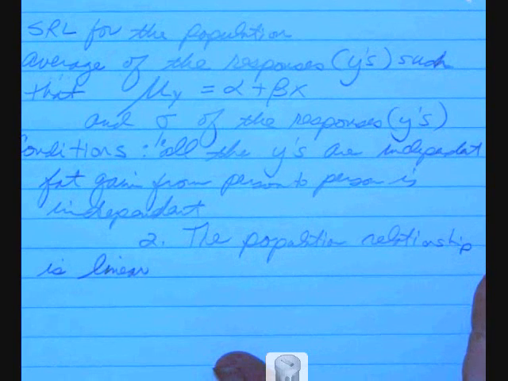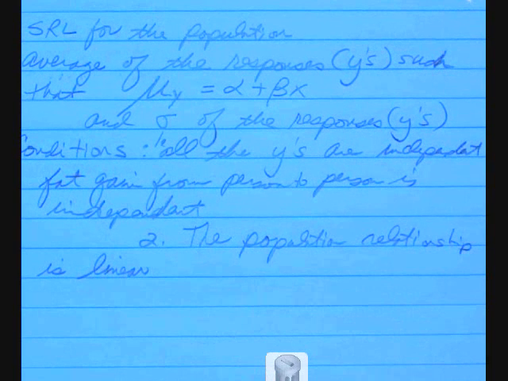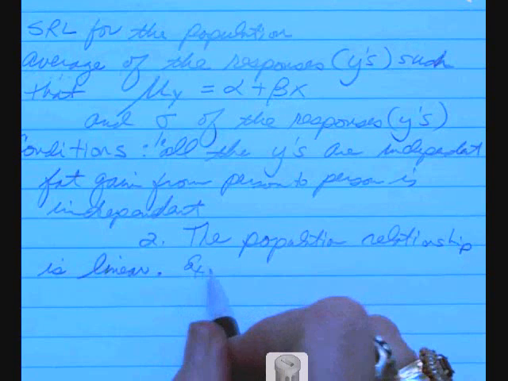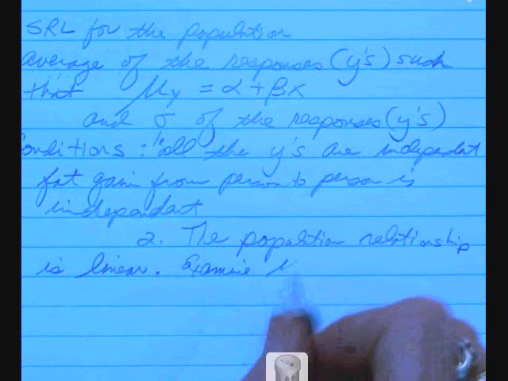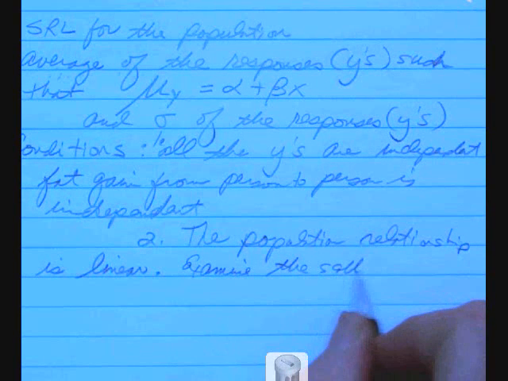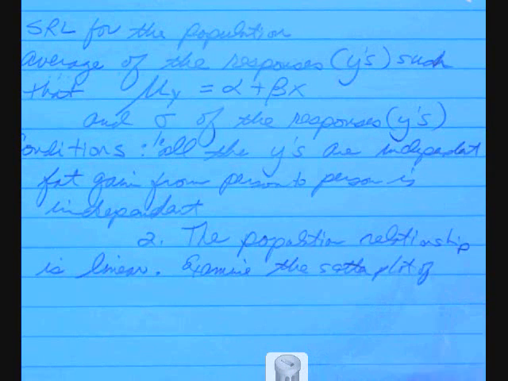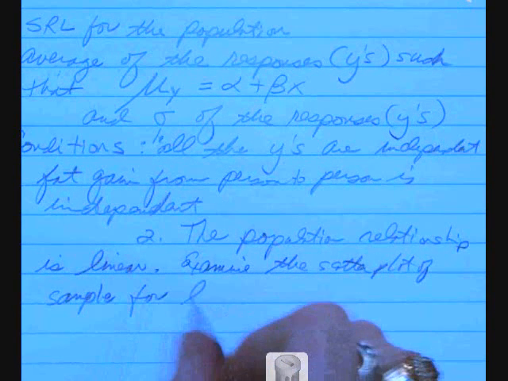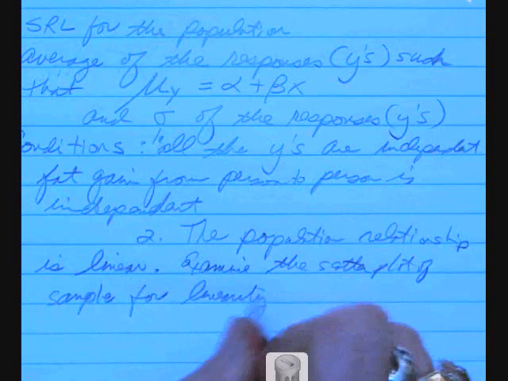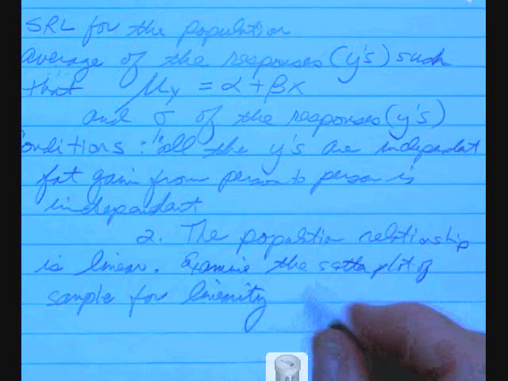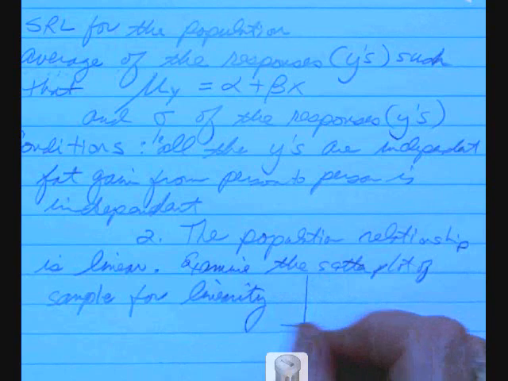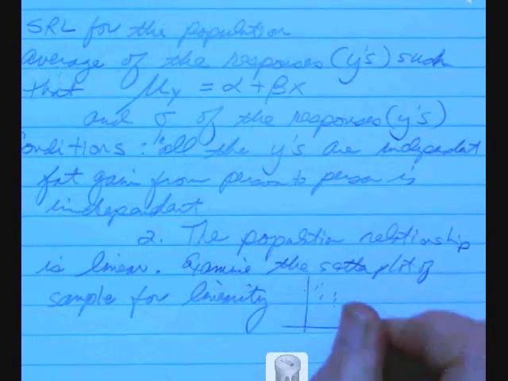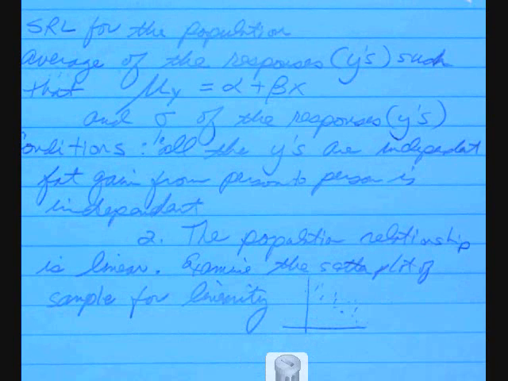Sorry, that's a little crooked. All I know is my sample, so we're going to examine the scatter plot of the sample for linearity. Which means I will want to copy that little scatter plot down. And that seemed adequately linear to me.